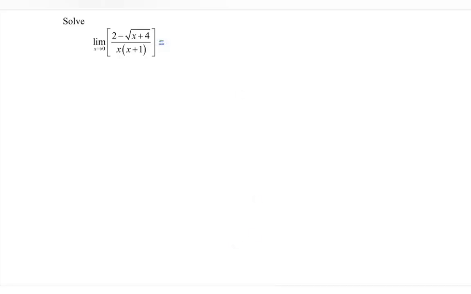So we have the situation 2 minus, if we substitute 0, then we will have the square root of 4, which equals 2 as well, over, if we substitute 0, 0 multiplied by 1, then we will have 0 over 0, where we have an indeterminate form. So the strategies would be conjugate, factorize, and long division. For this case, my suggestion would be to multiply by the conjugate.